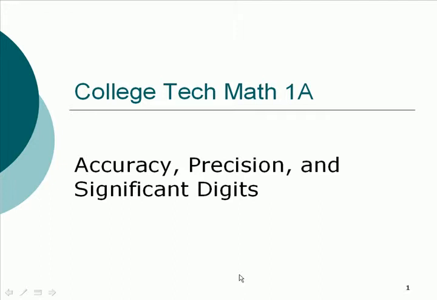Well, today we're going to work with a couple of basic concepts to start out College Technical Math 1A, and those are the concepts of accuracy, precision, and we're going to move on to significant digits. This lesson will be largely a review of some basic mathematical concepts you've had before, but the topics of significant digits and the difference between accuracy and precision might be new.